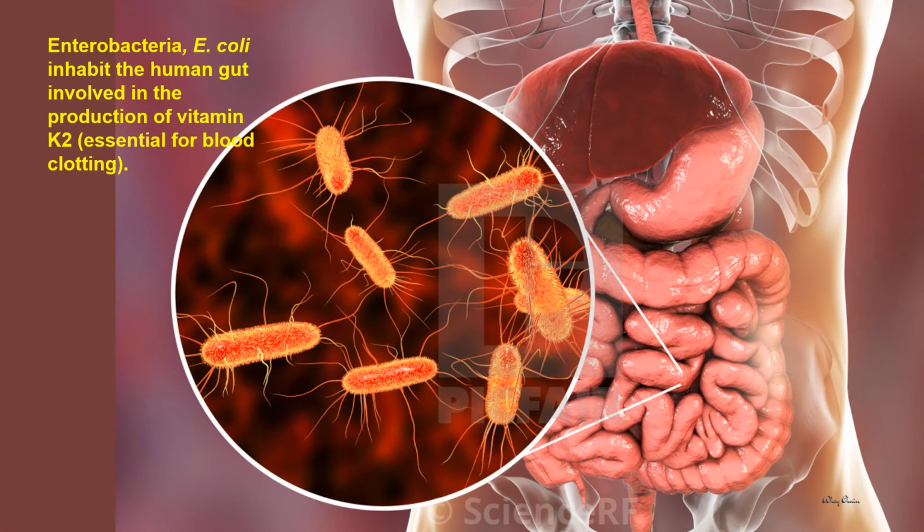The next example is the symbiont bacteria, such as E. coli, which is an enterobacterium. Entero means digestive system. So these bacteria inhabit the human gut and are involved in the production of vitamin K2, which is an important element for the blood clotting mechanism.